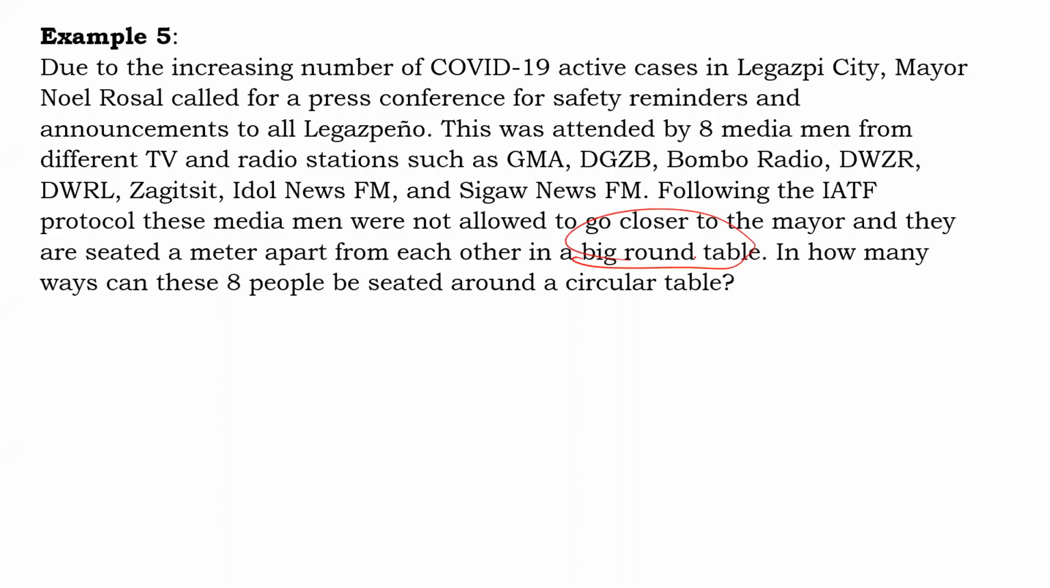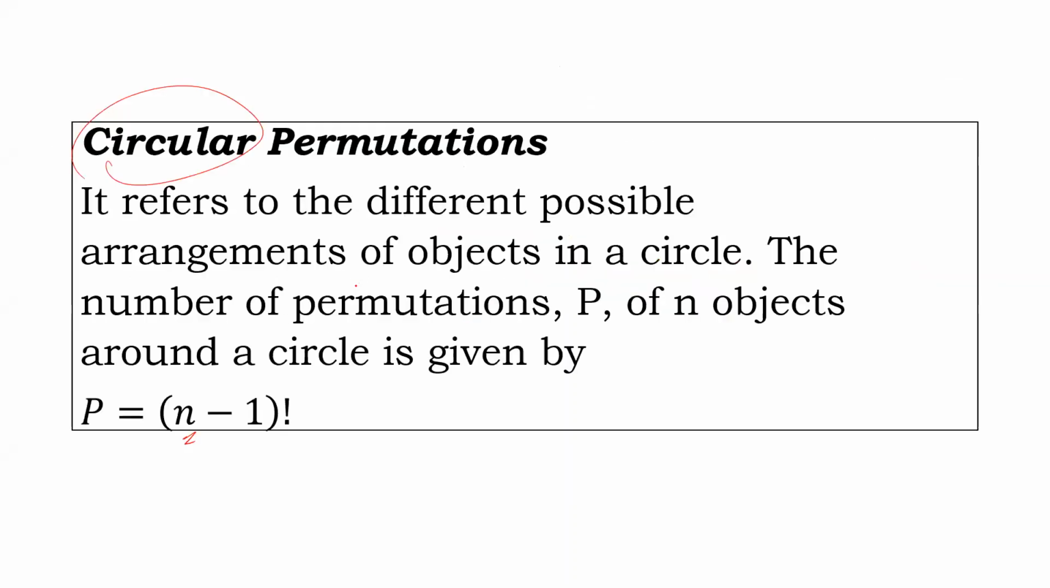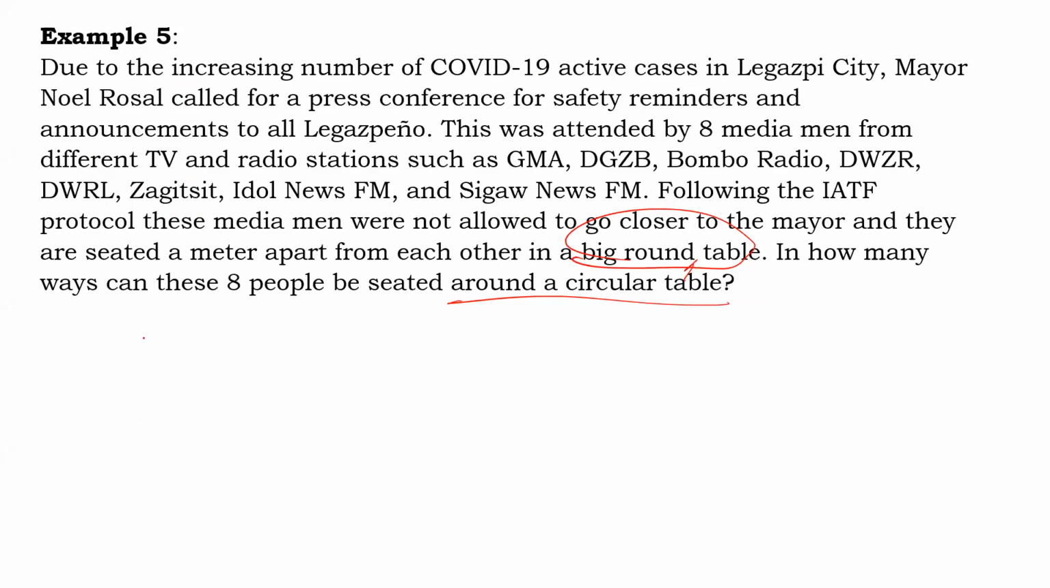Yan, pinatukaw, walong media men sa big round table. Pag sinabi tang round, pabilog na table. Now, they are arranged in circular manner. In how many ways can these 8 people be seated around a circular table? So since i-arrange sila in circular manner, ang gagamitin natin is circular permutations. Take note, P is equal to n minus 1 factorial.